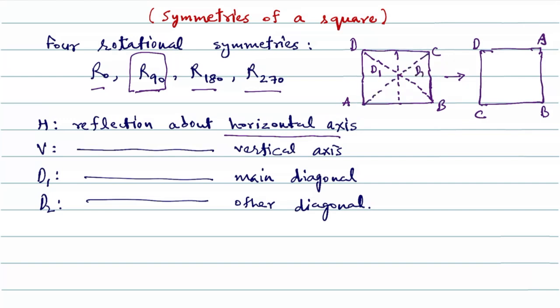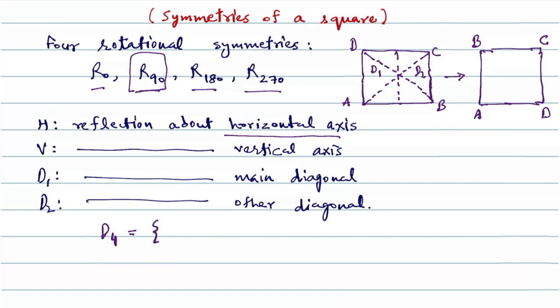Then the last symmetry is reflection in the other diagonal. We call it D2. So in D2, B and D are interchanged. So B becomes D and D becomes B, and A and C are kept fixed. So this is D2. So overall a square has 8 symmetries. So the group D4 is this one.